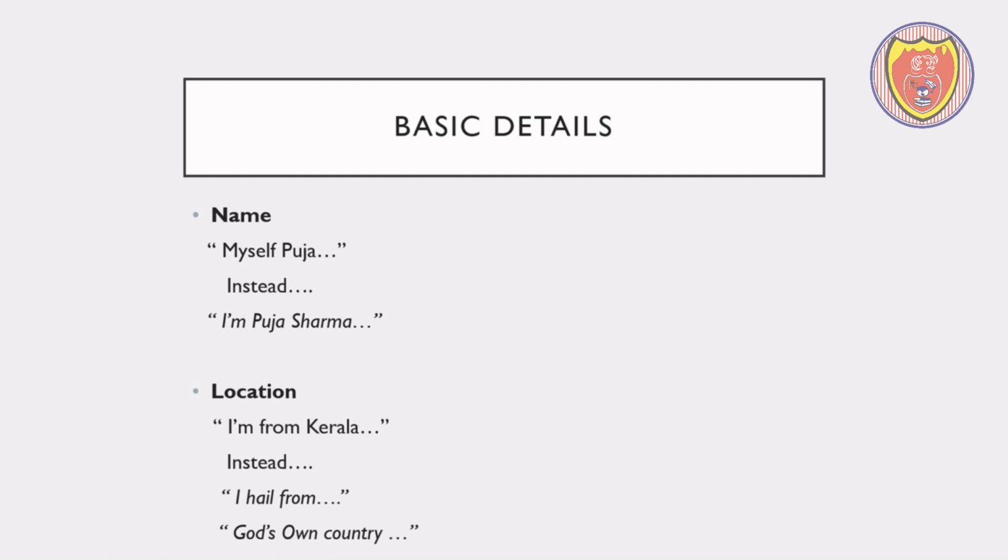God's own country, Kerala. Talking about qualification, people have said I have completed, or I'm doing, I do. This is something very plain and very basic. Instead, to have a more advanced English, you can say I am a recent MBA graduate. I am currently pursuing, and various other phrases.